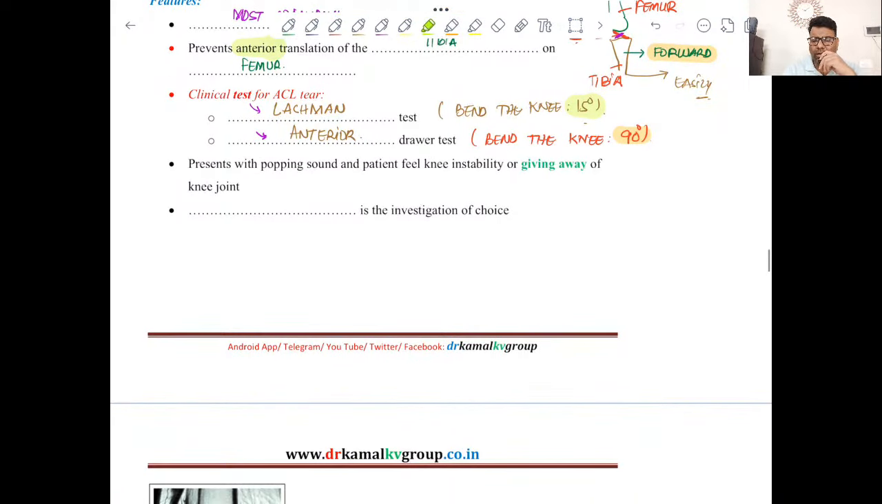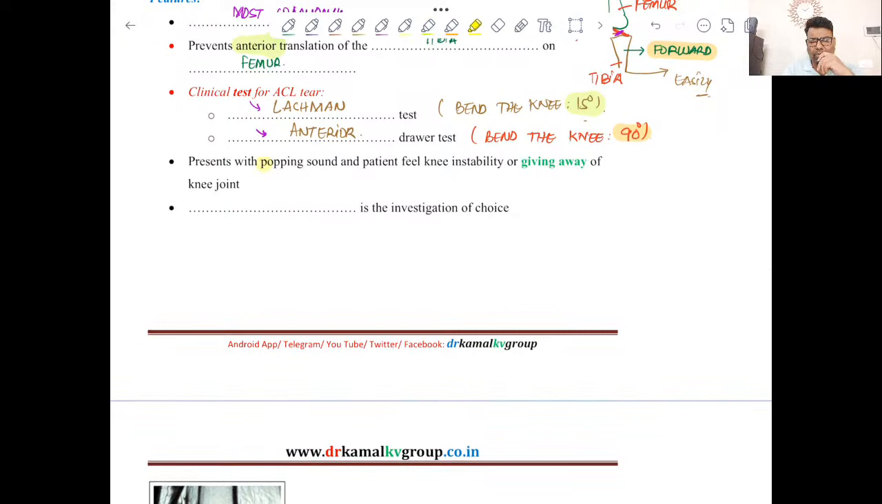And in terms of history, the patient will hear a popping sound and will feel as if the knee is becoming unstable or giving way under pressure, as compared to the other uninjured side. So this is the presentation by the patient.